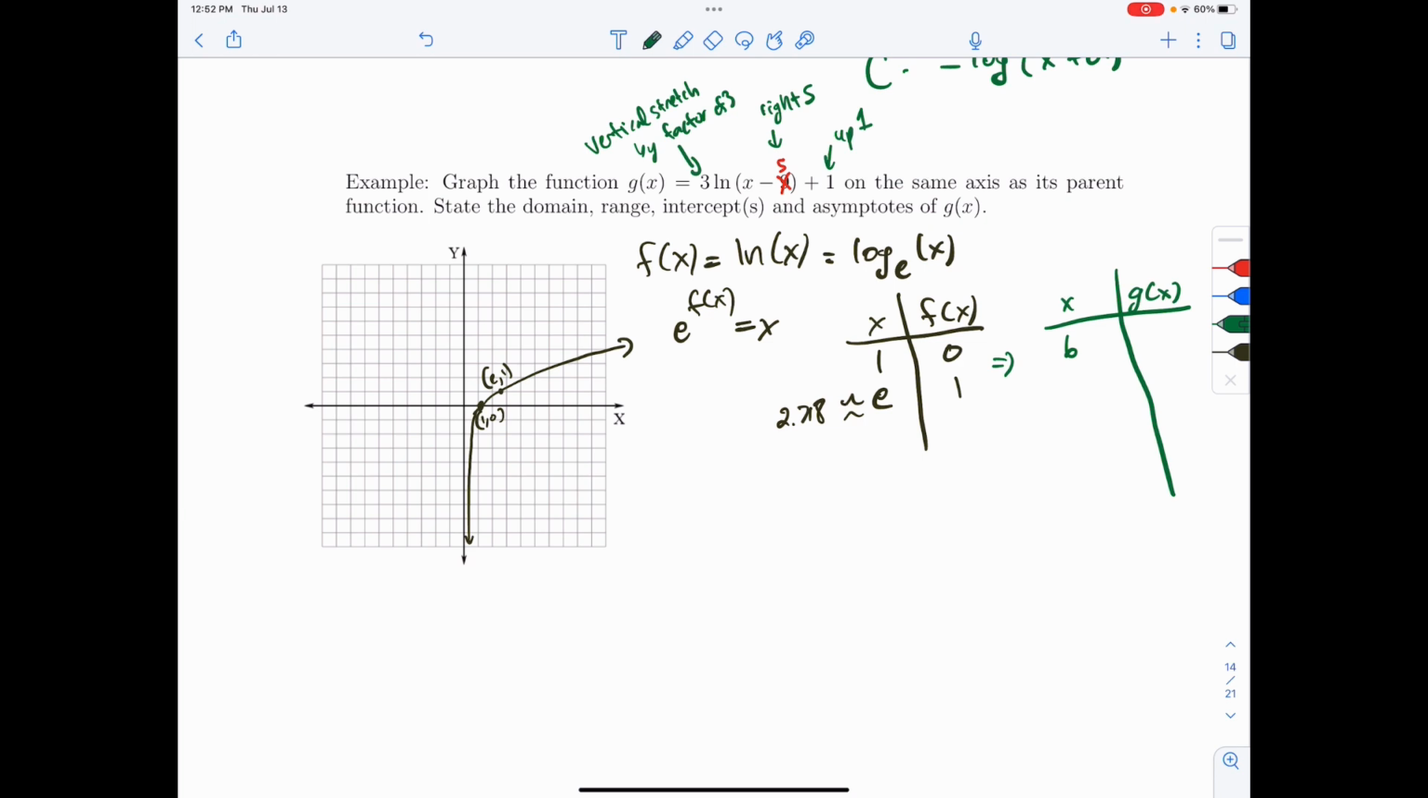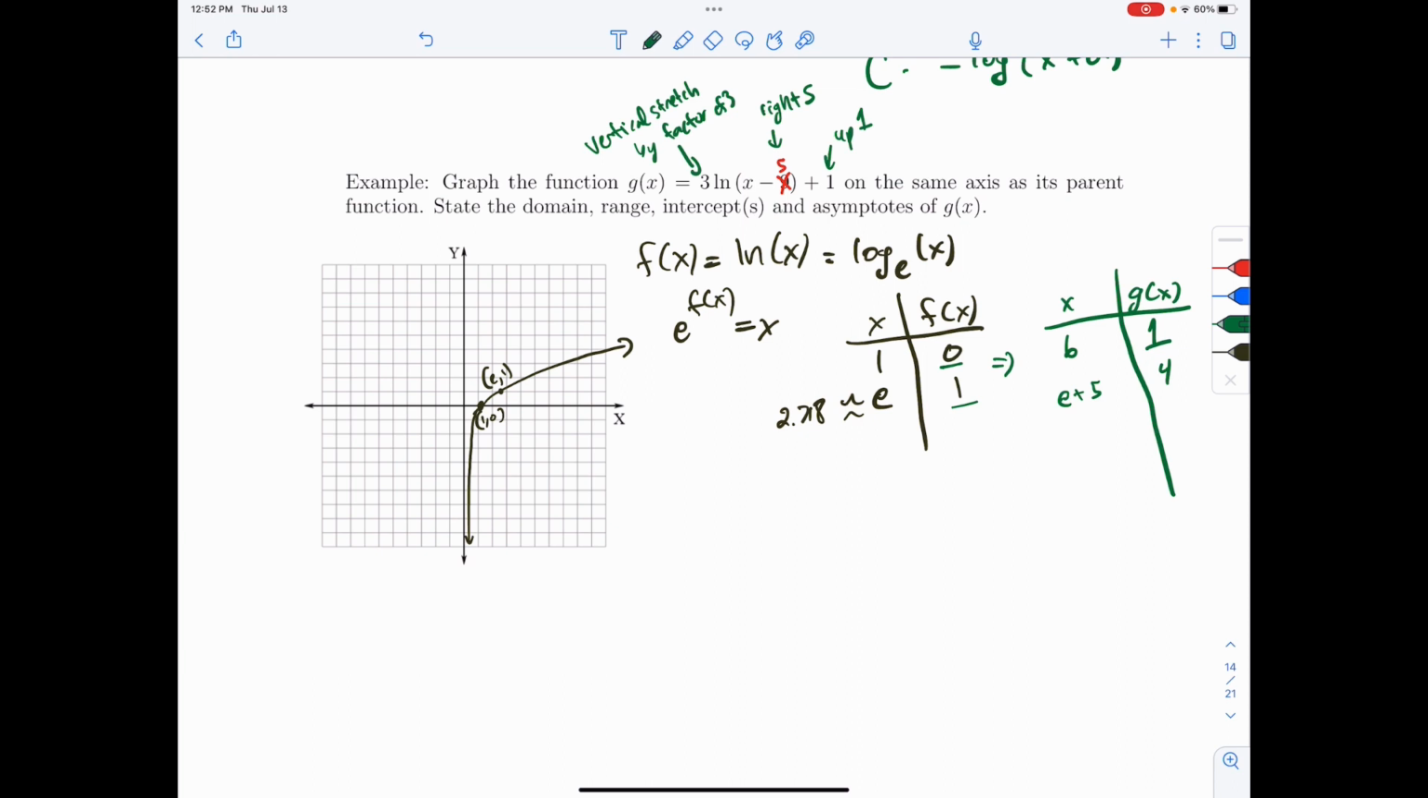And then I'm going to do a vertical stretch. Actually, I'm going to do a vertical stretch by a factor of 3 first, and then I'm going to add 1. So vertical stretch by a factor of 3 means I'm going to multiply this 0 by 3. So 0 times 3 is just 0 still, and then up 1. So I'm going to have 6 comma 1 here. And then moving down, e plus 5 is my second x coordinate. And for the 1, vertical stretch by a factor of 3: 1 times 3 is 3, and then add 1 is 4.